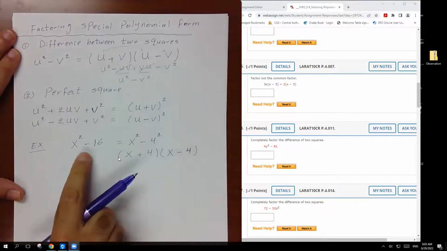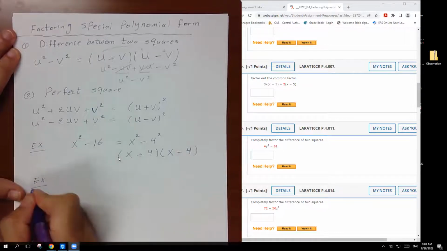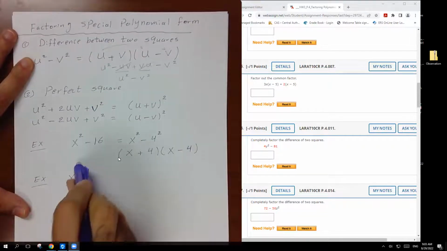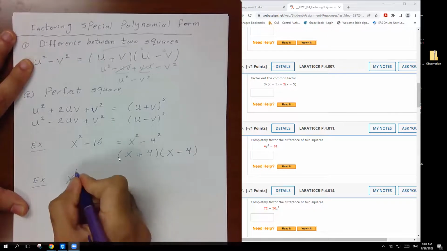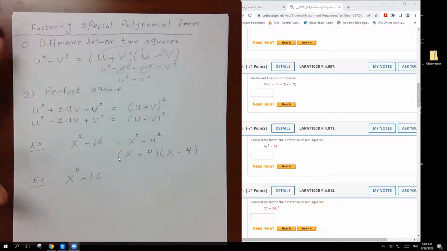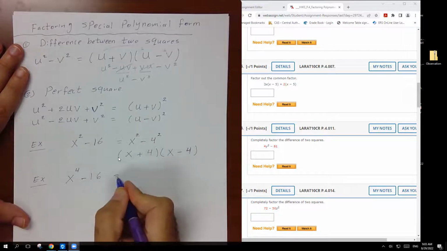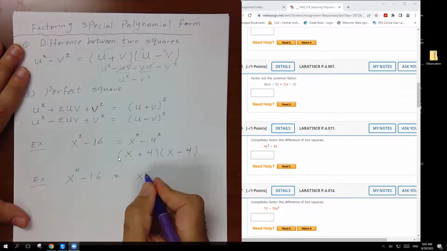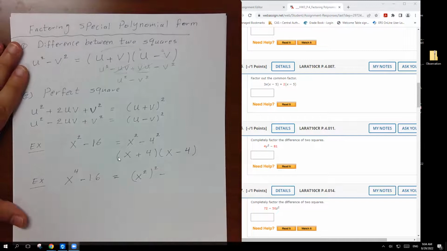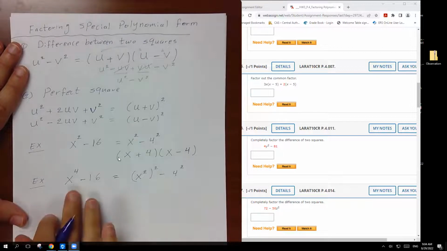Now the same example, but I'm going to change this one. Another example: if you have x to the power 4 minus 16, I just changed the exponents. Now, is that the difference between two squares? Yes, because I can write down x squared minus 4 squared. This is just to show you. You can do it right away from this one.